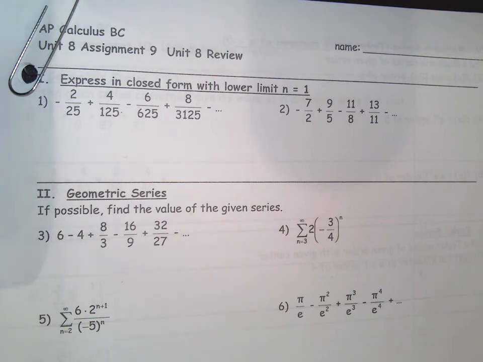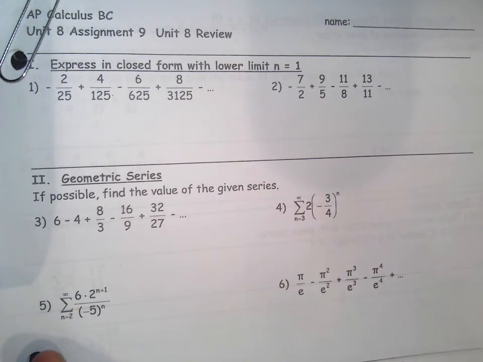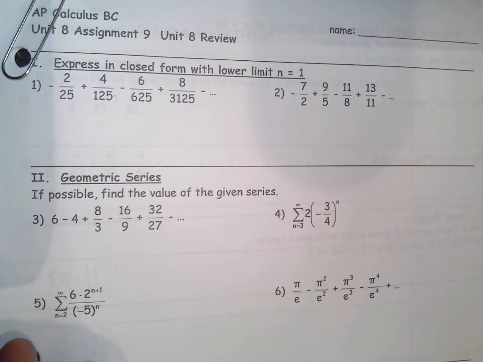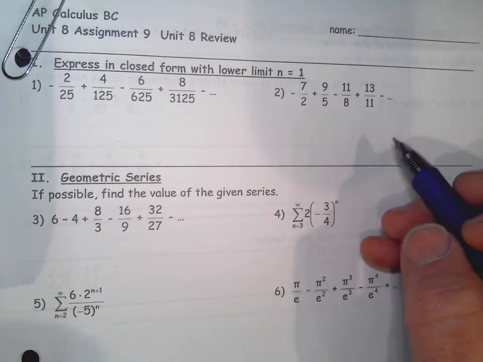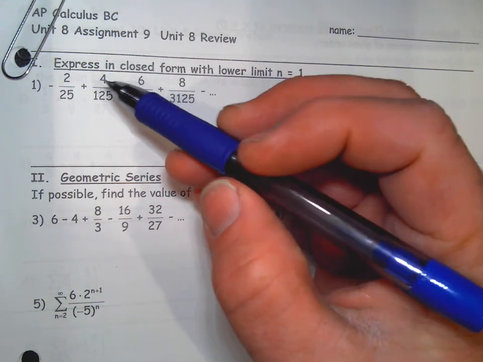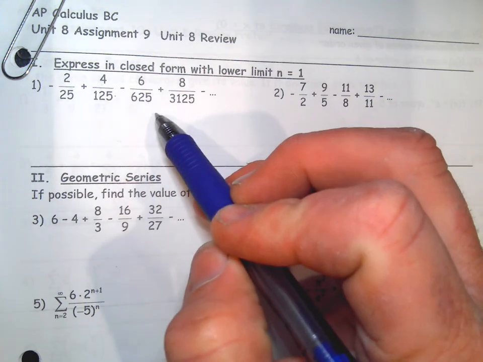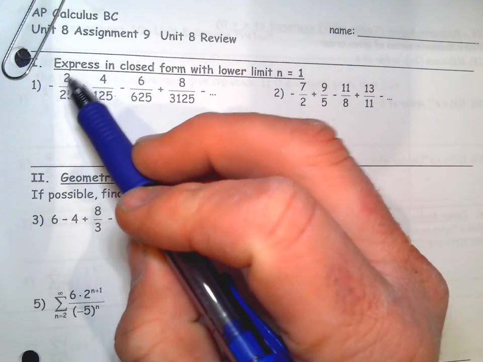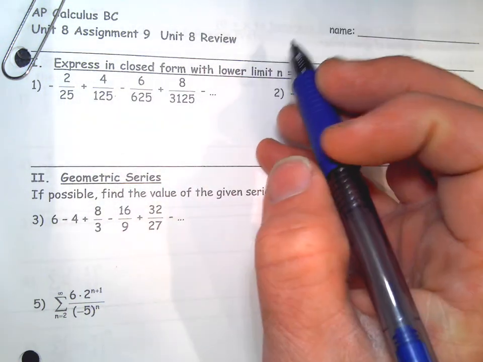These first ones just say express in closed form, with the lower limit of n equals 1, which might be a little different than what we're used to. A lot of times we do n equals 0, but either way. Now, these aren't guaranteed to be geometric series. If you multiply the bottom by 5, that works. Multiply the top by 2, that doesn't work.